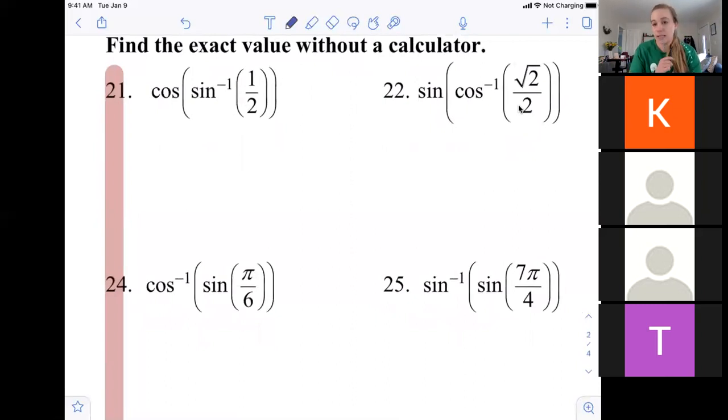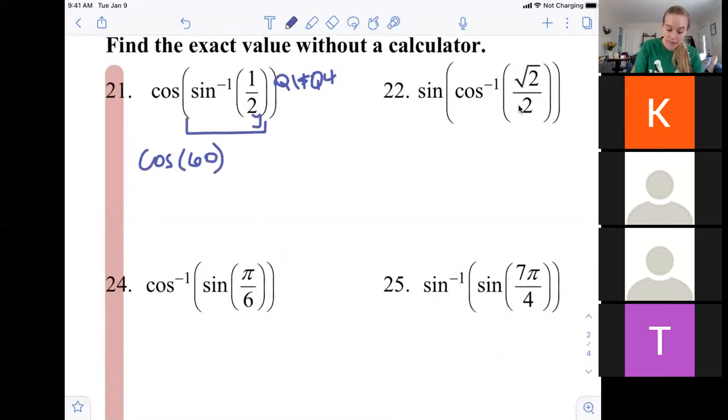This you can use the exact same thing we were doing before with the little triangle, or we can use our unit circle. So this says inverse sine of 1/2. Well, again, we're still looking in quadrants 1 and quadrants 4, and we're looking for where y is 1/2. Well, that y is 1/2 at 60 degrees, or pi over 3. So I'm going to do cosine at 60.